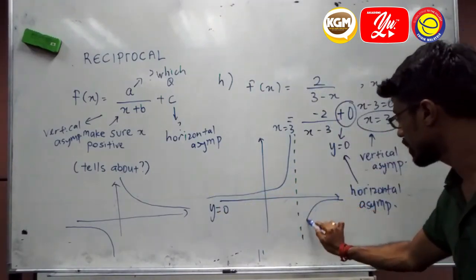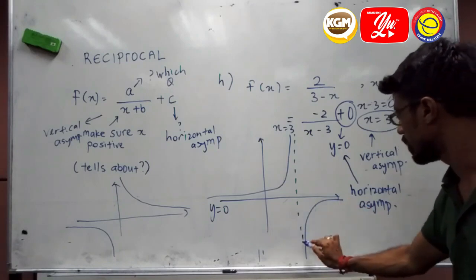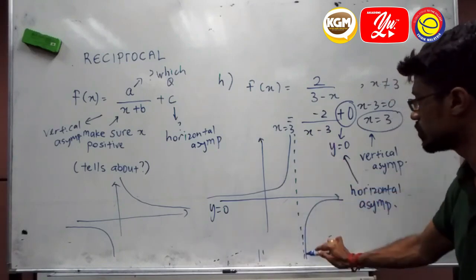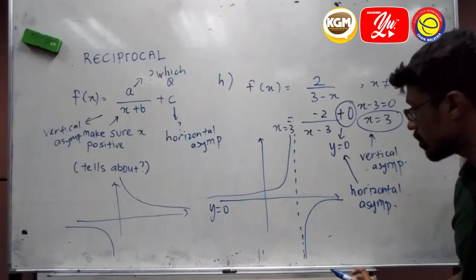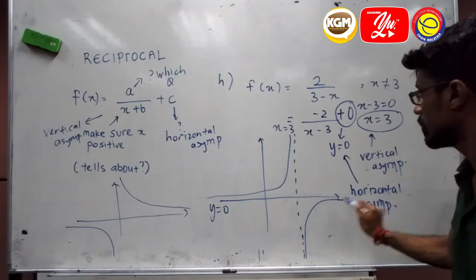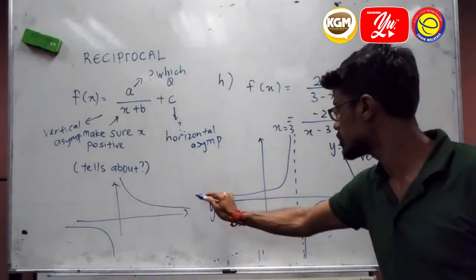And here will be like that. So please remember, okay, this guy is asymptote. So you are trying to get as close as possible, but then you will never touch or cross. Likewise here, okay, here the same as well.